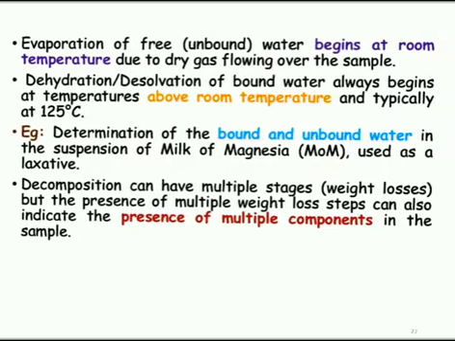And then in evaporation techniques, the evaporation of free water begins at room temperature due to dry gas flowing over the sample. It is also used to study the dehydration and desolvation of bound water, which always begins at temperatures above room temperature, typically at 120 degrees Celsius. For example, in the determination of bound and unbound water in the suspension of milk of magnesia, used as a laxative.